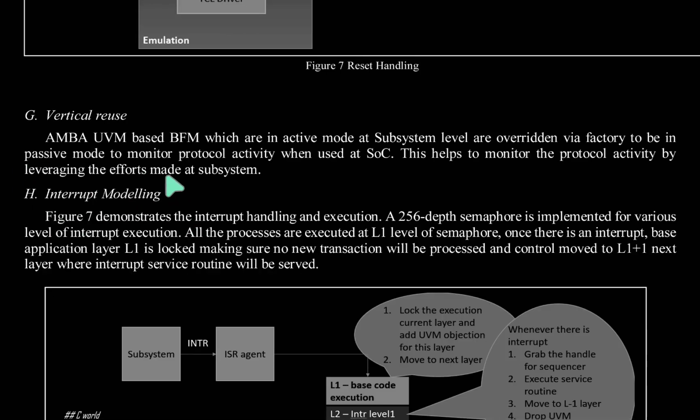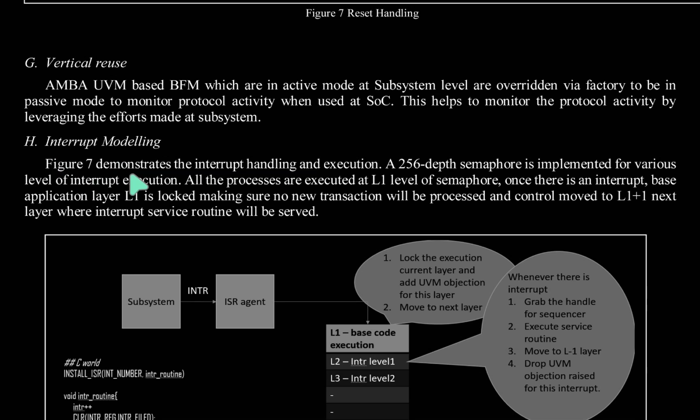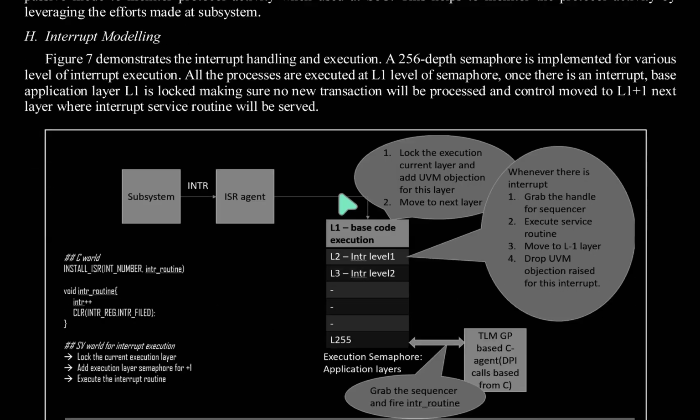H. Interrupt modeling. Figure 7 demonstrates the interrupt handling and execution, and 256 semaphores are implemented for various levels of interrupt execution. All the processes are executed at level L1 of the semaphore. Once there is an interrupt, based on the application, layer L1 is locked, making sure no new transaction will be processed, and control moves to the next layer, L1 plus 1, where the interrupt service routine will be served. Figure 8, interrupt execution diagram.